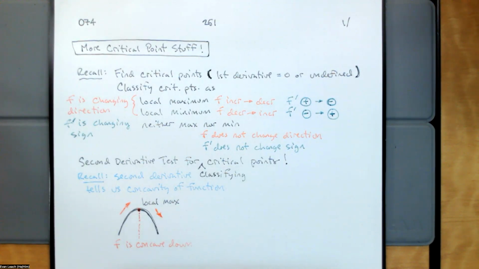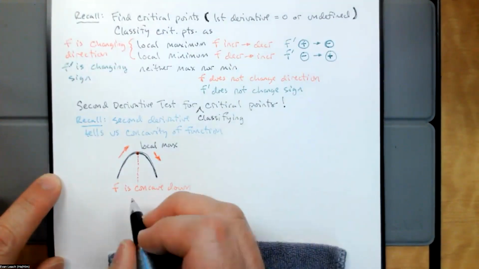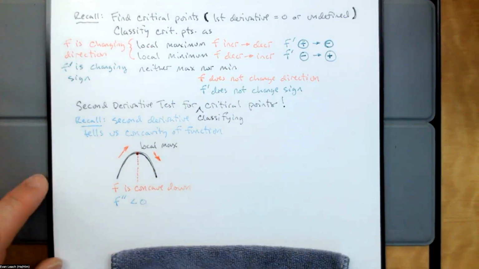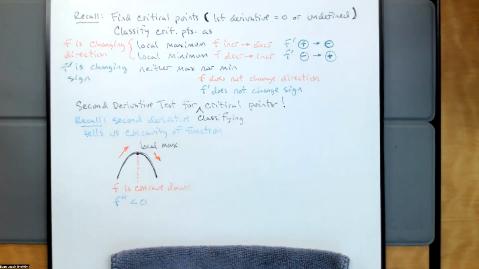So at this critical point, the function is concave down. And so the second derivative is going to be negative, indicating that the function is concave down. So if f is concave down, then f double prime is negative. So at a critical point, if the second derivative is negative, then we can conclude there's a local maximum. Because if we draw a function that is concave down at a critical point, then we must be drawing a local maximum.